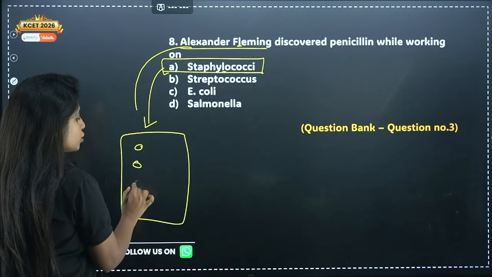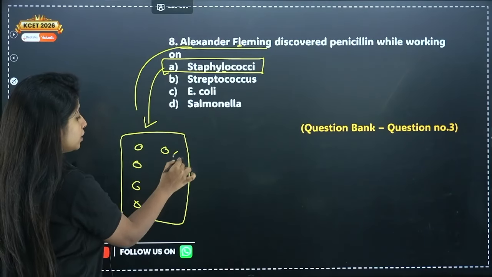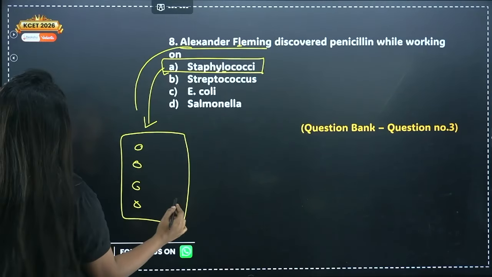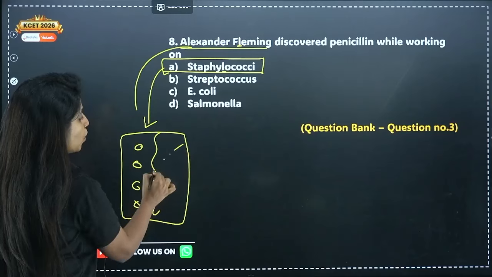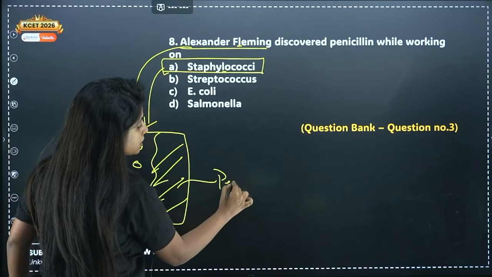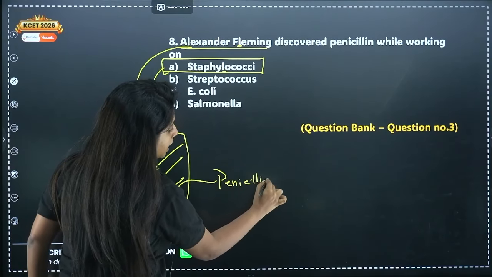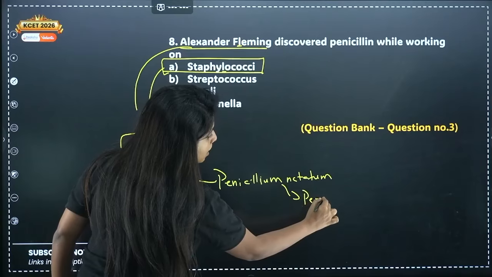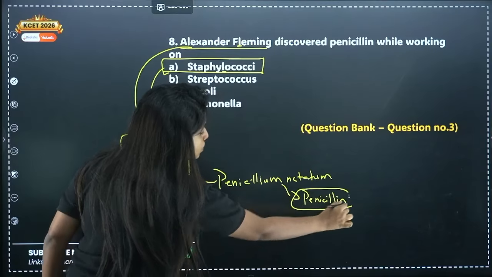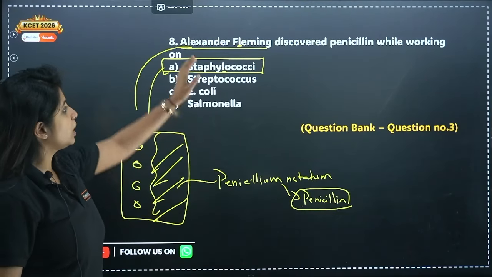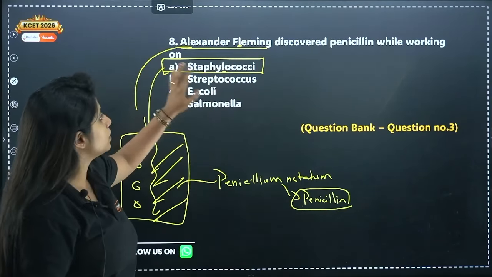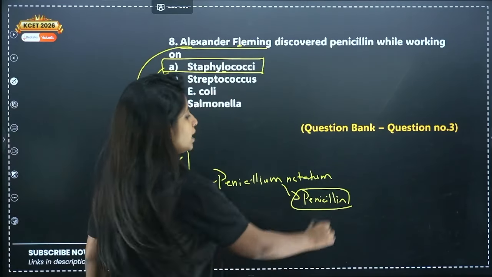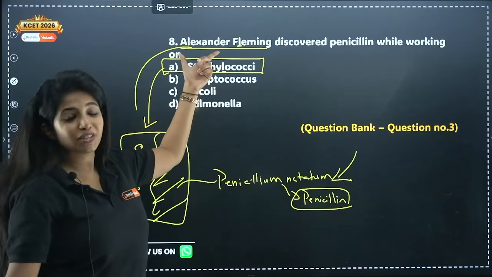So basically he was working on that. One day he forgot to wash the petri dish. The other day he thought the bacteria would be growing everywhere in the petri dish and out of the petri dish. But that did not happen. Why? Because a fungus mold was growing there. The name of this fungus is Penicillium notatum, and it is producing penicillin. Always remember. So the answer for this question is Staphylococci.